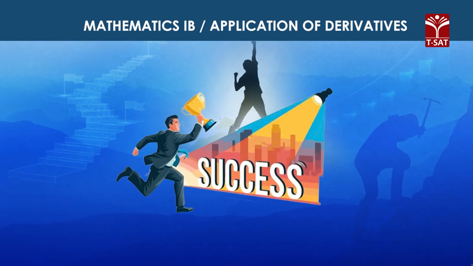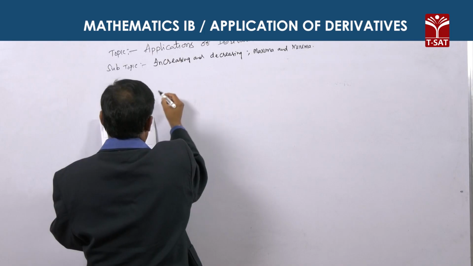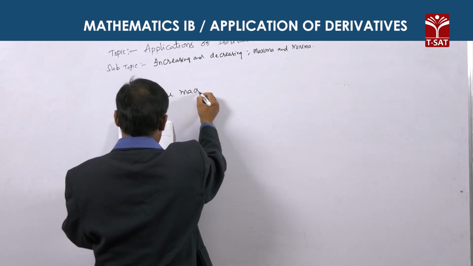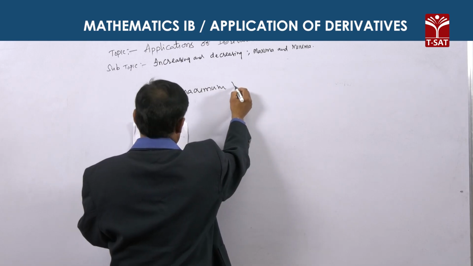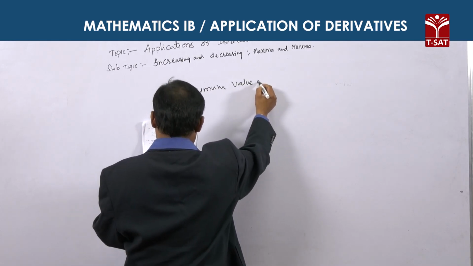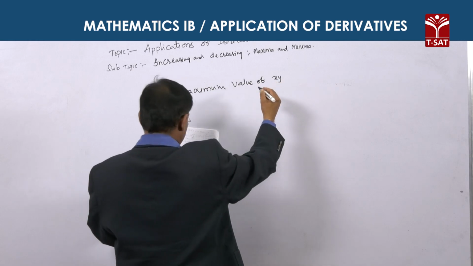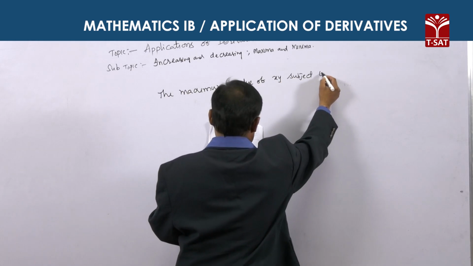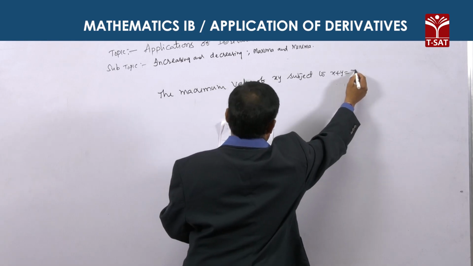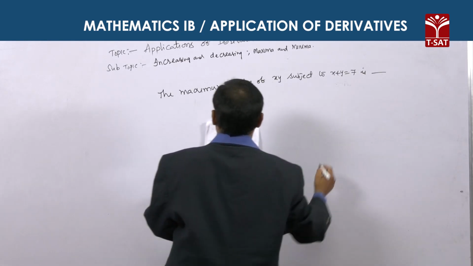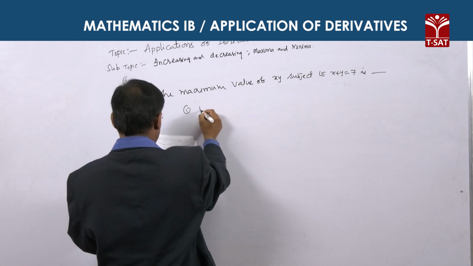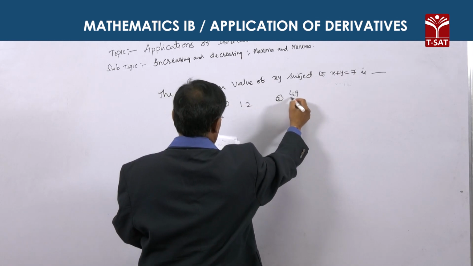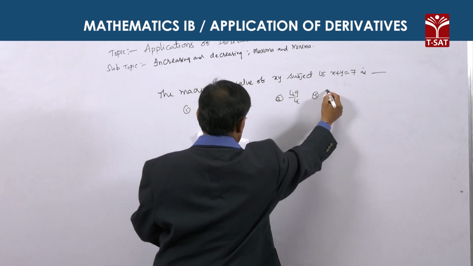Next problem. The maximum value of xy subject to x plus y is equal to 7 is dash. The first response is 10, second response is 12, third response is 49/4, fourth response is 55/4.